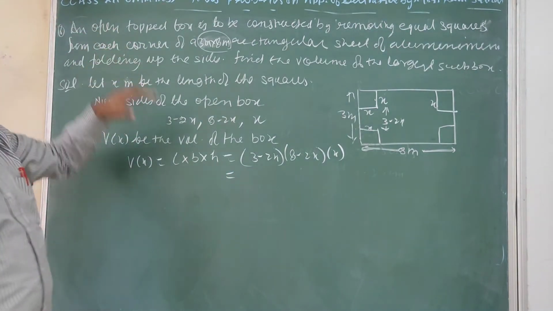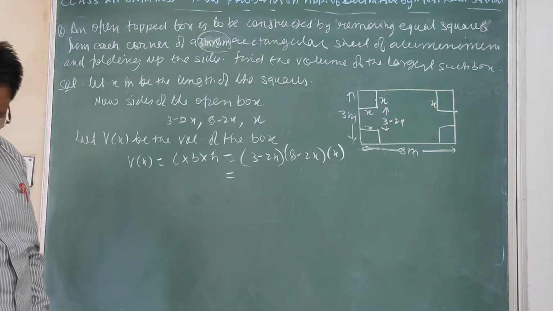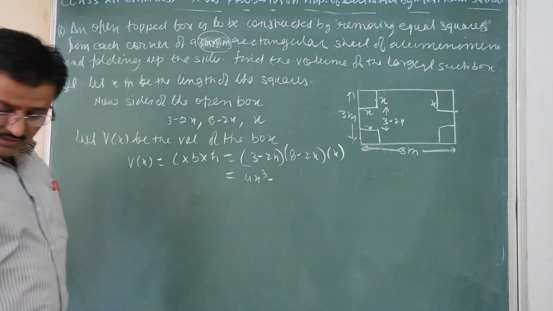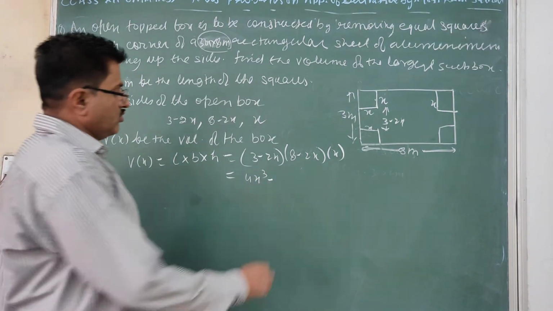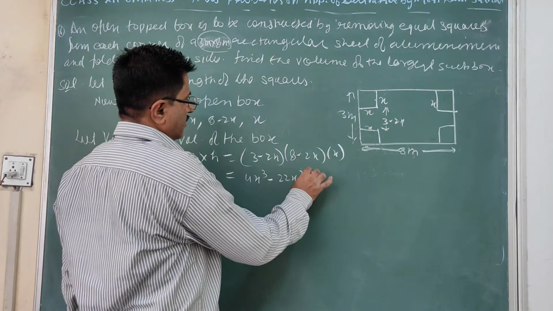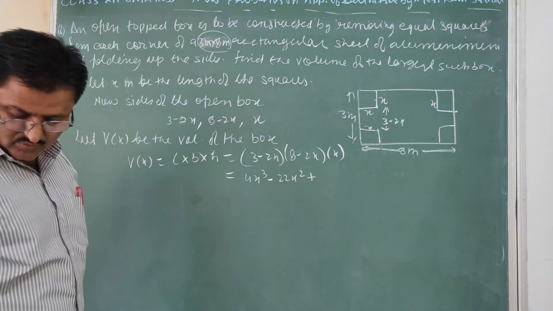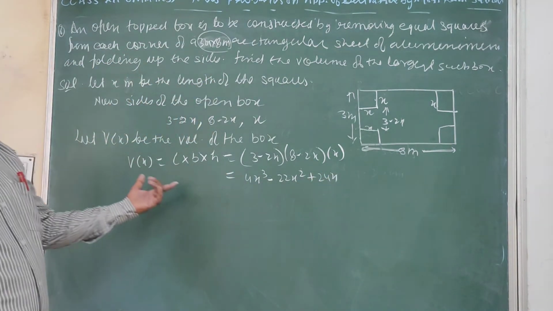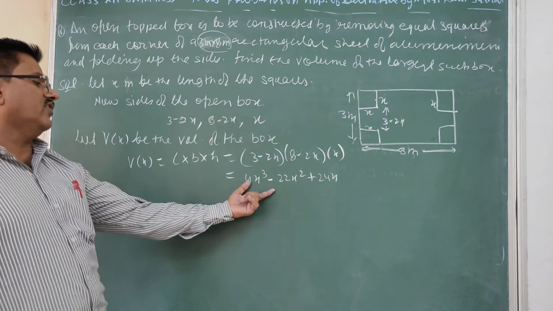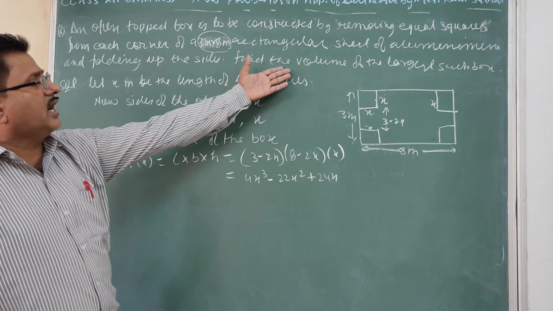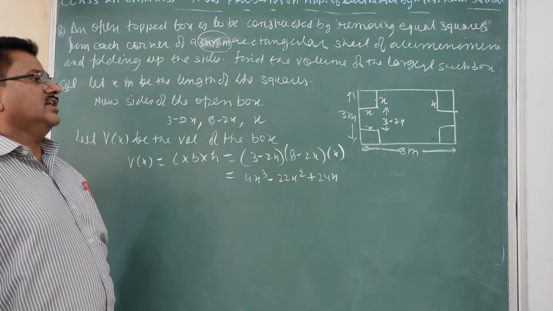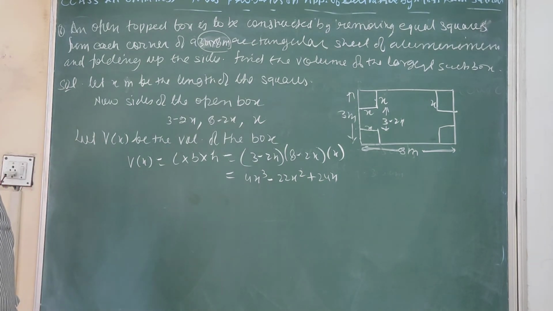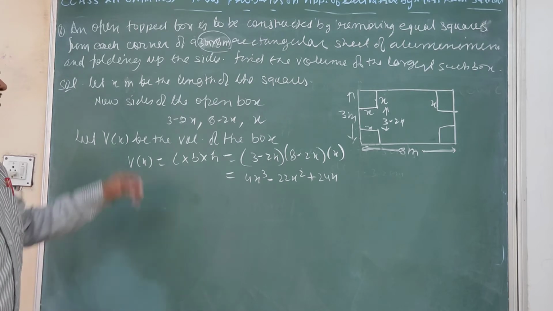So if you multiply all three factors, we get a cubic polynomial: 4x^3 minus 22x^2 plus 24x. So this is again a function, the volume in terms of x. Now we have to check whether the volume is the largest or not, meaning whether it is a maxima or not. For that we can use the second derivative test.